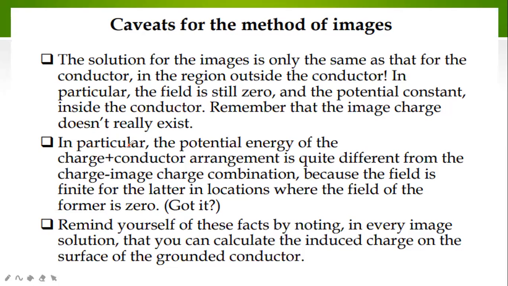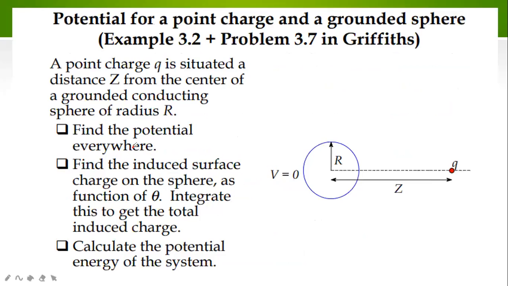The second one is, in particular, the potential energy of the charge plus conductor arrangement is quite different from the charge and image charge combination, because the field is finite for the latter in locations where the field of the former is zero. Okay, you can understand these things. And the third one is also simple.